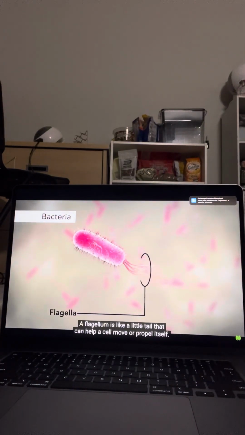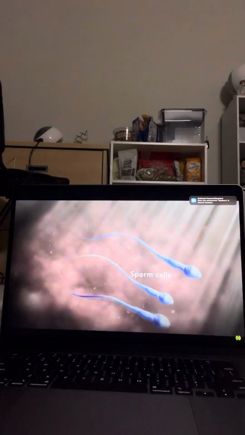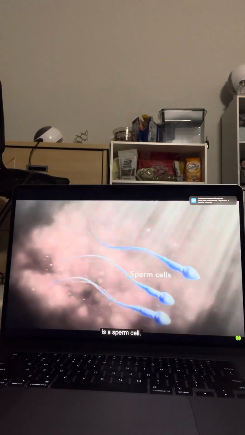Flagellum is a tail in bacteria that helps the cell move and kind of propels it along. And then sperm cells also have flagellum.